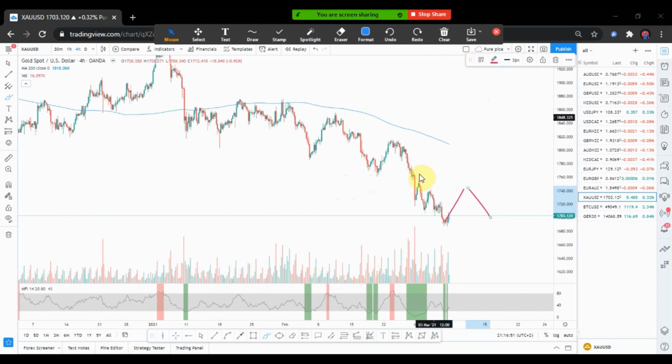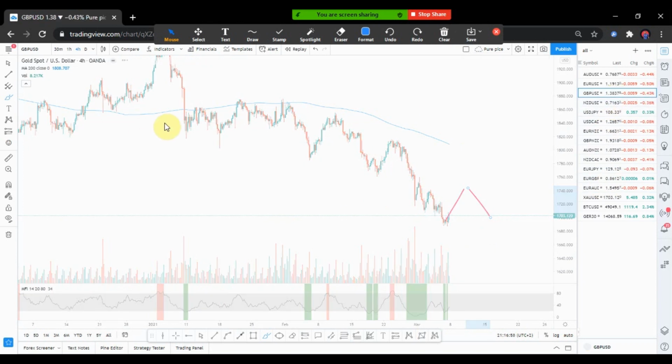Simple. So I hope it is making sense, guys. Let's go to the other pair, which is GBP USD, and GBP JPY, and then the rest.